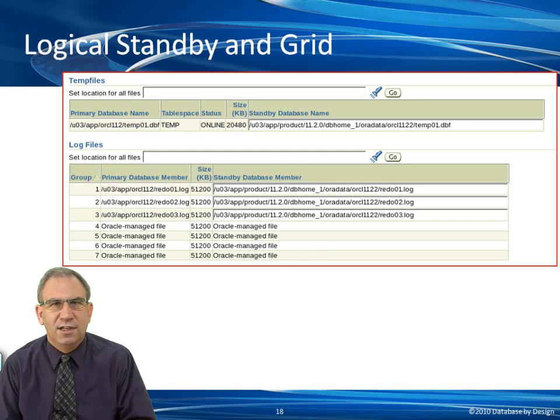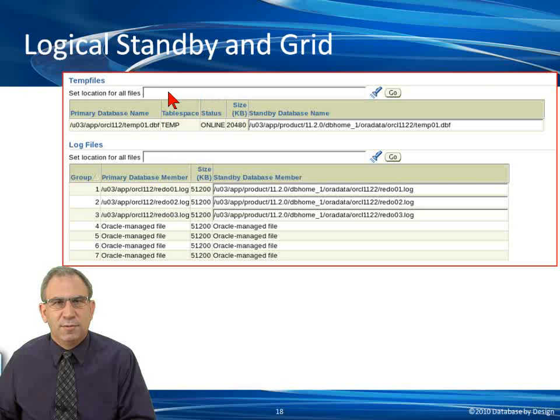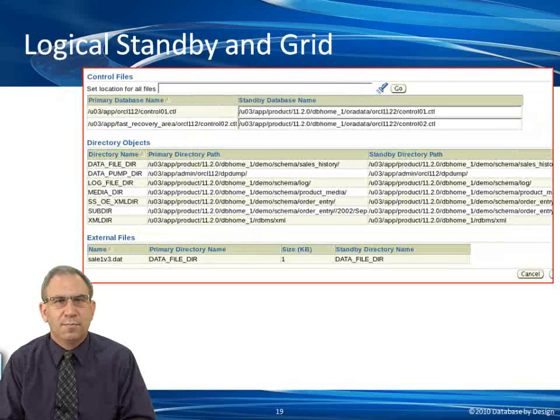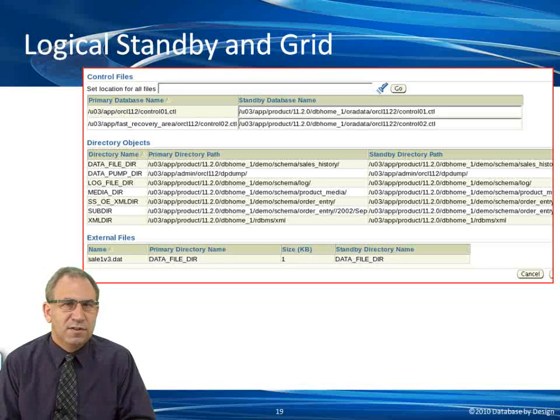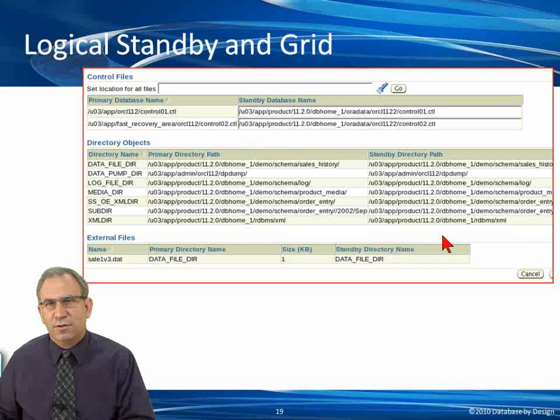And again, like I said, you can do that for temp files. We can also do this for online redo log files. These files right here are your standby log files. So you can do it all at once by specifying the default location right here as well as right here and hit go, and it will apply to all of the log files as well as all of the temp files. You can specify the control files, and then if you want, you can look at your directory objects and modify those as well. Typically, I don't modify these.